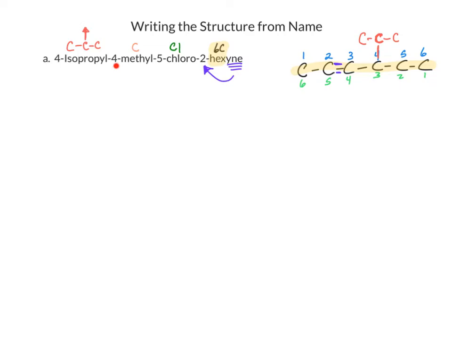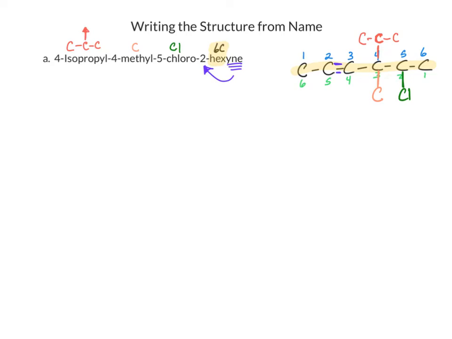Now we're going to put our methyl on. Methyl is also on number 4, so in this case I'm going to draw it downward, 1 carbon. And finally, on carbon number 5, we're going to put a chlorine. That covers all of our substituents. Now we need to add our hydrogens. We need to count each carbon and make sure that it has 4 bonds.